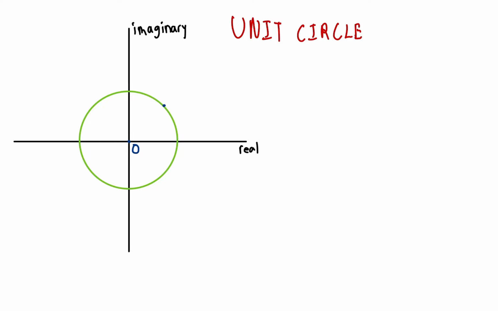So note that for any point on this circle, for example, let's call this point over here A, we know that the distance from A to 0 is always going to be 1. And what's this distance from A to 0 called? That's called the magnitude of A. And in that case, for any A that lies on the unit circle, the magnitude of A is 1. So that's an introduction.